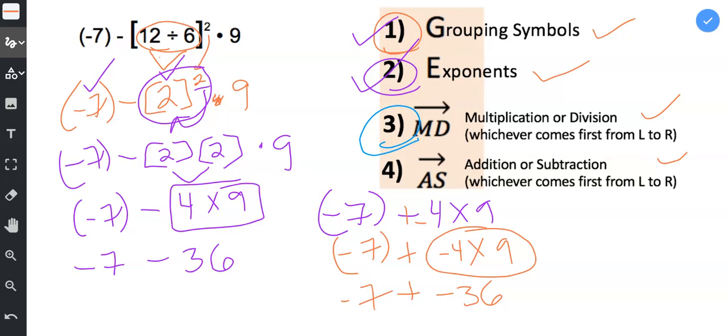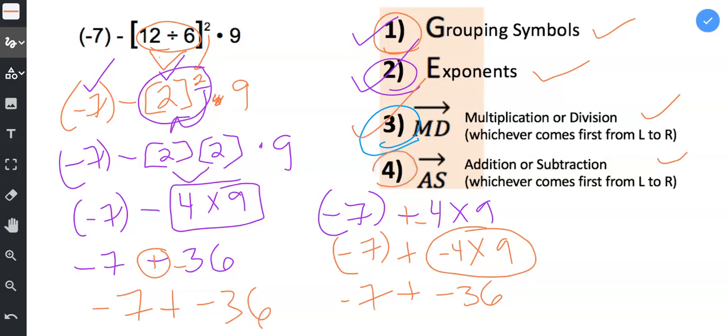Now over here, we would have to change the subtraction to addition at this phase. So I change the subtraction to adding a negative. So we would end up in both situations with -7 plus -36.